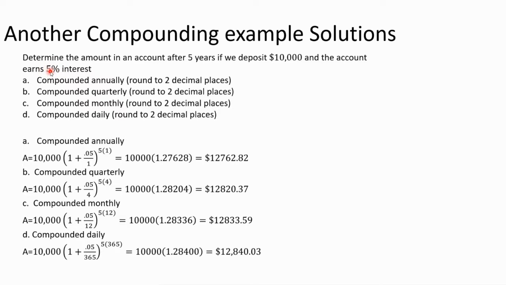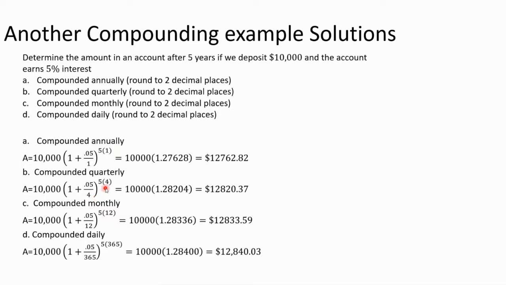And your T is actually going to be 5, because it's after 5 years. What changes is your N, how often it's compounded. In the first case, when it's compounded annually, that means once a year. This is how much you would get. You get $12,762.82.